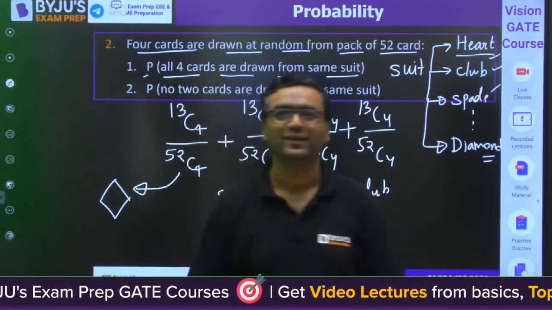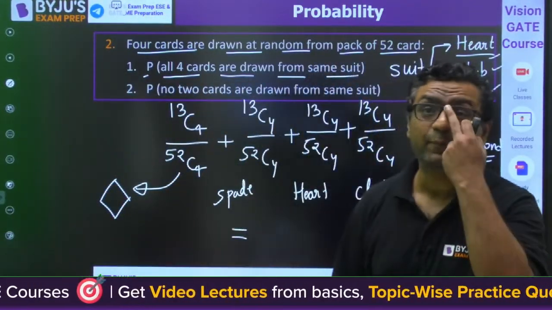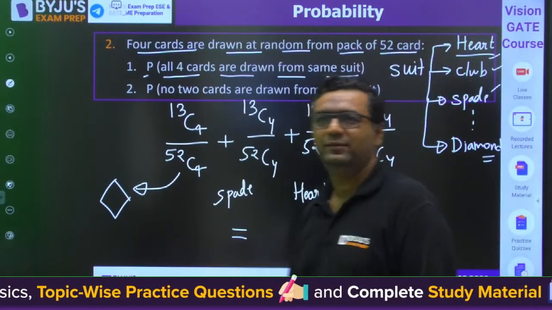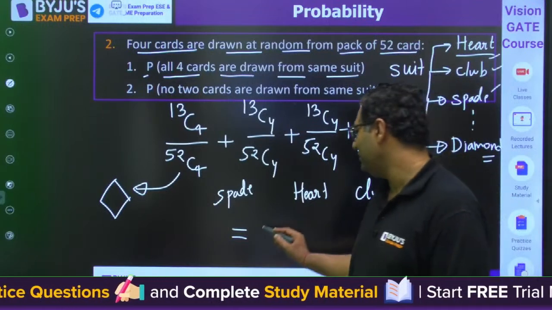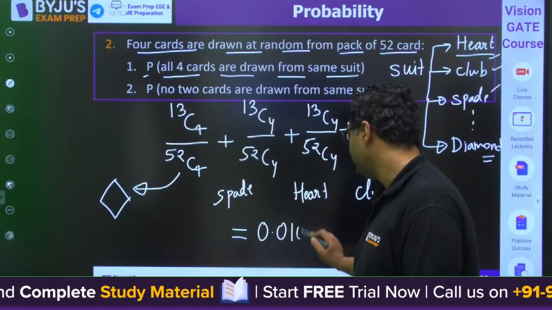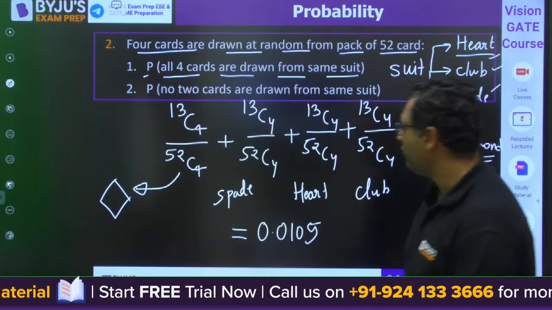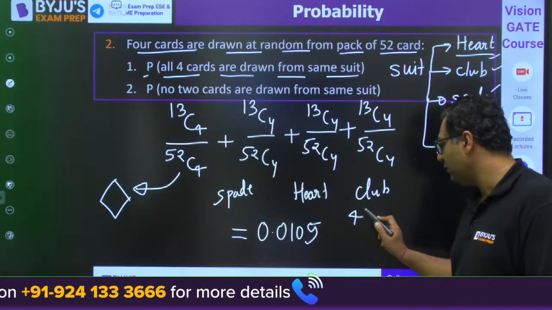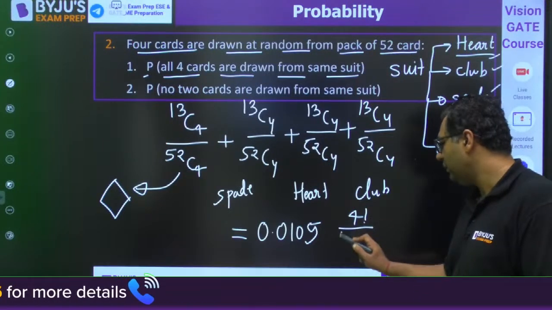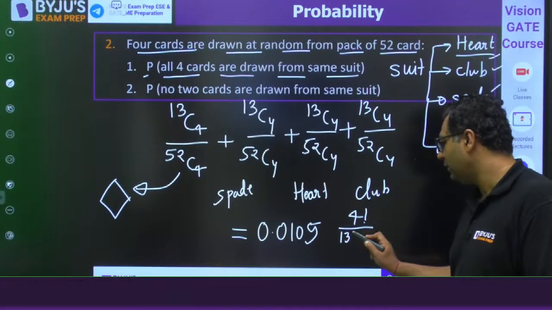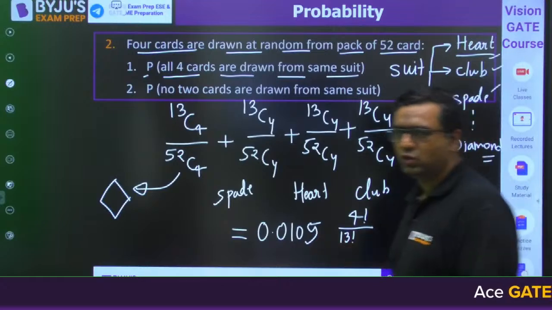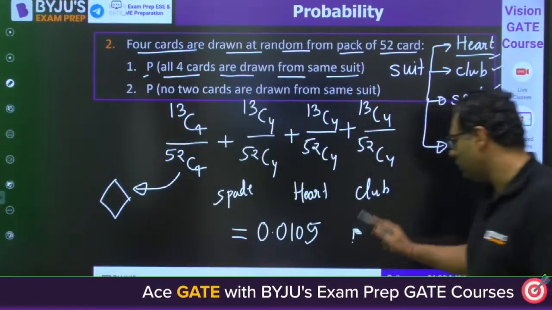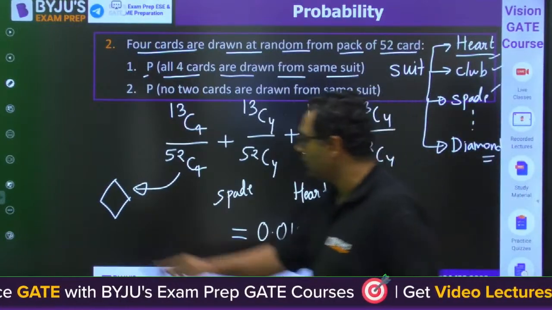Everybody is getting 0.0105. Okay, if you want to solve like that, you can directly write this is 13C4, so it will be 4 factorial divided by 13 factorial, 4 factorial. Okay, fine. So this is how we can do this. The answer will be 0.0105.